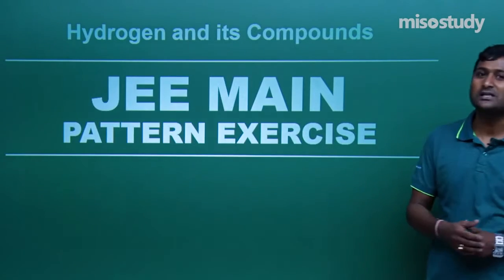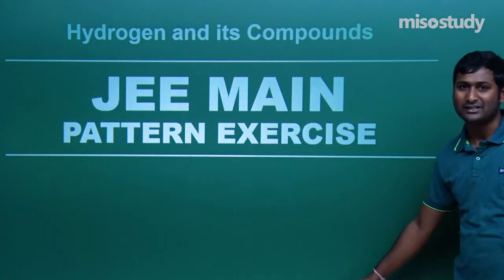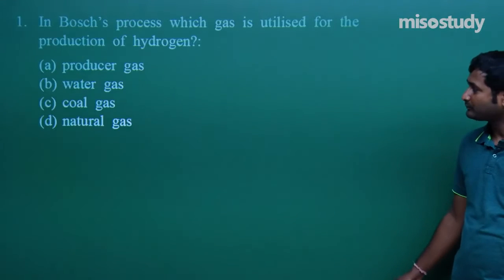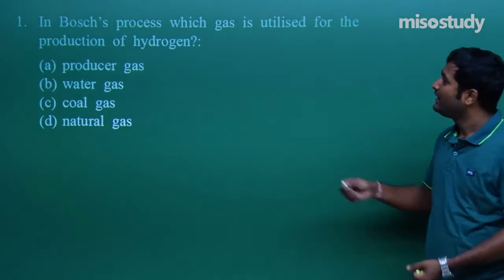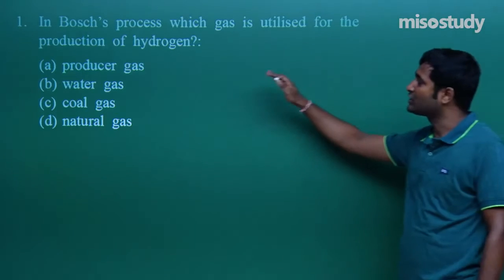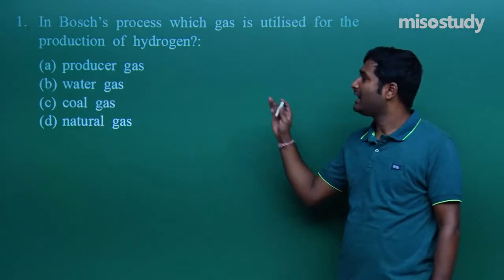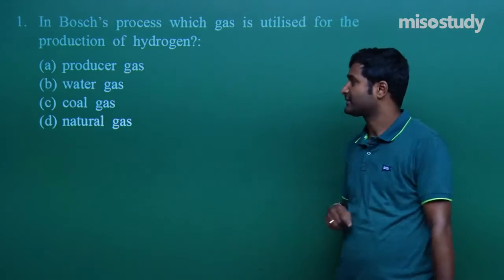Today we are going to discuss a few questions related to JEE Main exams. Clear? So let's start with the topic, and my first question, look at. In Bosch process, which gas is utilized for the production of hydrogen? Now tell me which one is Bosch process.